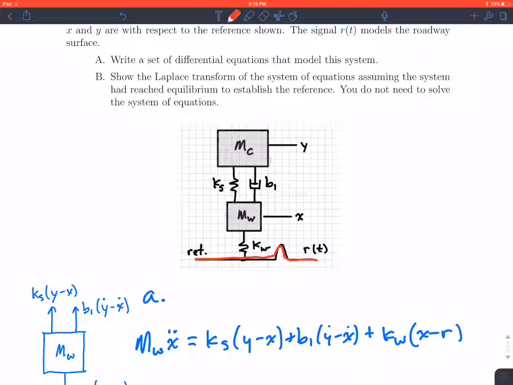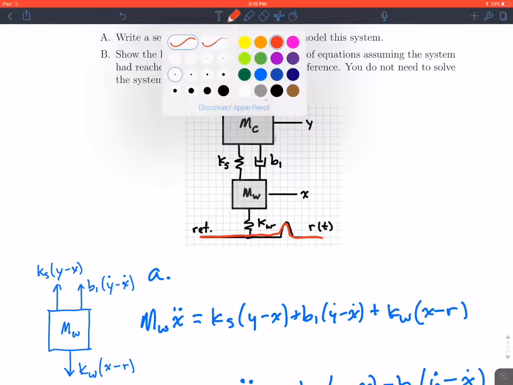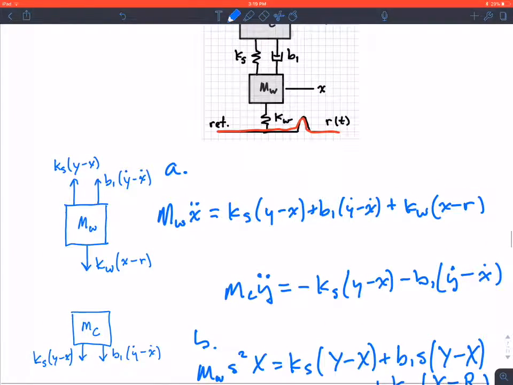Okay, so if our car hit that, it would cause this whole system to oscillate or react to that bump in the road. That's the whole point of being a shock absorber system. All right, so what I was hoping to see from you on this problem was, first of all, a free body diagram for both the wheel and the car.